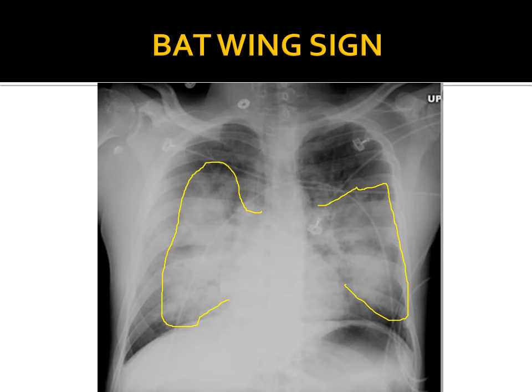In non-cardiogenic pulmonary edema, the opacities will be peripheral. So that is the difference between cardiogenic and non-cardiogenic pulmonary edema. We can also see a few ECG leads.